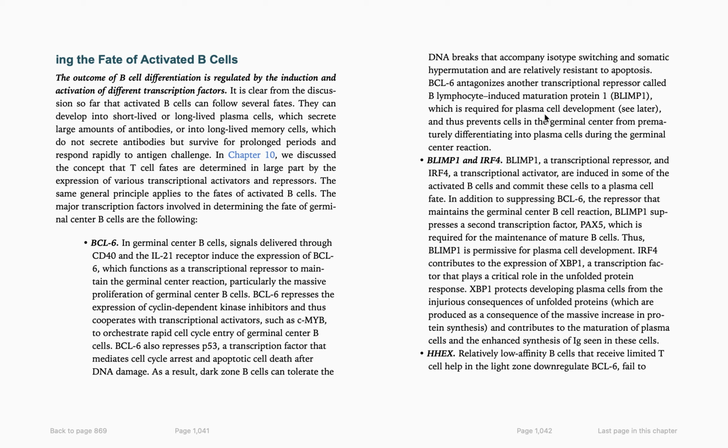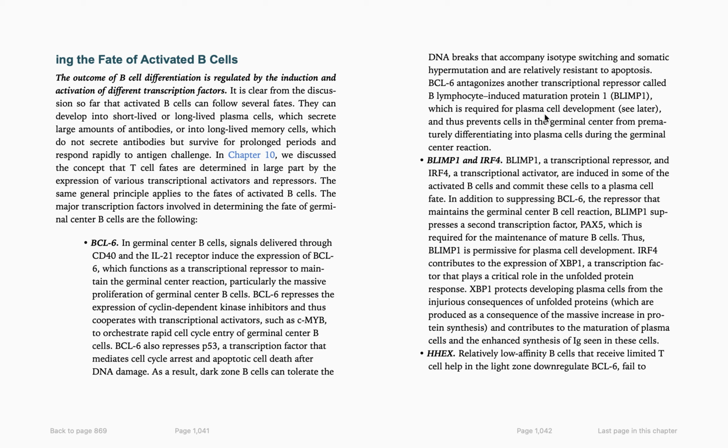BCL6 antagonizes another transcriptional repressor called B lymphocyte-induced maturation protein, BLIMP1, which is required for plasma cell development, and thus prevents cells in the germinal center from prematurely differentiating into plasma cells during the germinal center reaction. BLIMP1 and IRF4. BLIMP1, a transcriptional repressor, and IRF4, a transcriptional activator, are induced in some of the activated B cells and commit these cells to a plasma cell fate.